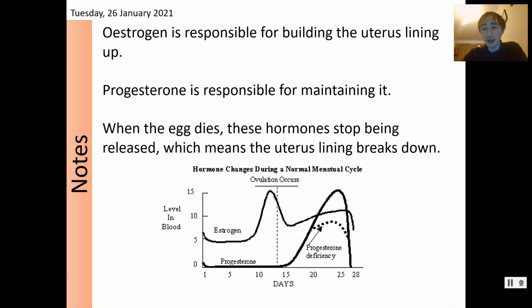Now, this system is really useful, because when the egg dies, it stops releasing those hormones, and that's what eventually causes the lining to be lost. If the egg doesn't die, because it's been fertilized by sperm, then you don't want the lining to be lost, and so the egg will keep on pumping out estrogen and progesterone. And this is how we keep the lining when you are pregnant, because the egg will maintain the estrogen and progesterone levels to stop the lining being released.